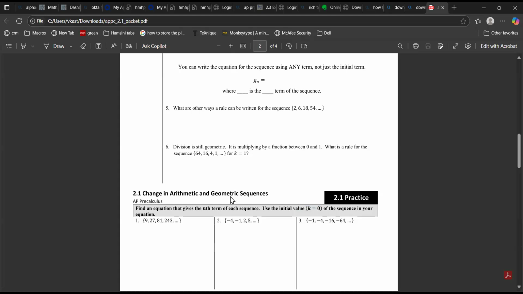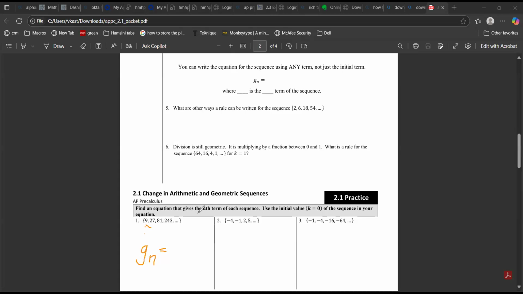Let's consider 9, 27, 81, 243. For this sequence, let's find an equation for the nth term. Let me do one and then you can do one. So here, what type of sequence is this? Geometric.